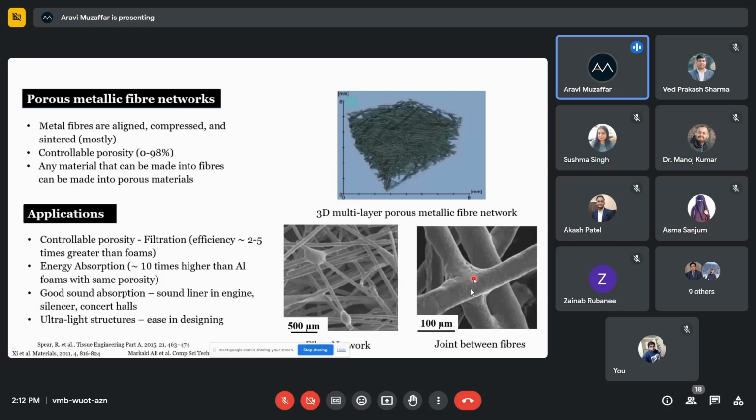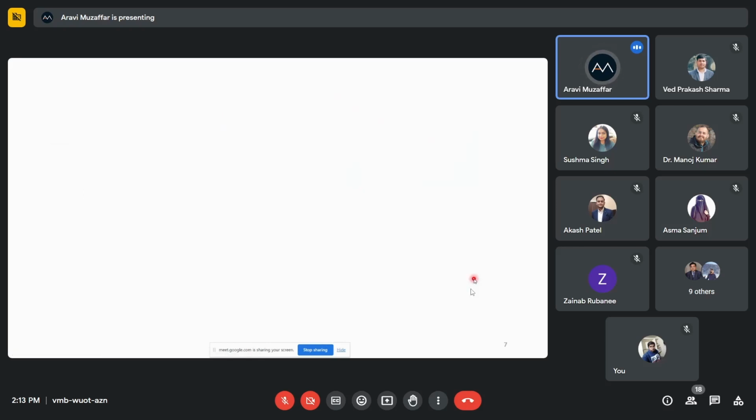Now, these porous metallic fibrous networks have controllable porosity, meaning you can even change the porosity depending on whatever is the requirement. And it is seen especially for aluminium that even with the same porosity, the energy absorption of porous metallic fibrous networks is almost 10 times higher than that of the conventional porous material, that is the foam. Also, they have good energy absorption, and they have ultra light structures because of the presence of porosity, and better ductility and strength as compared to conventional foams.